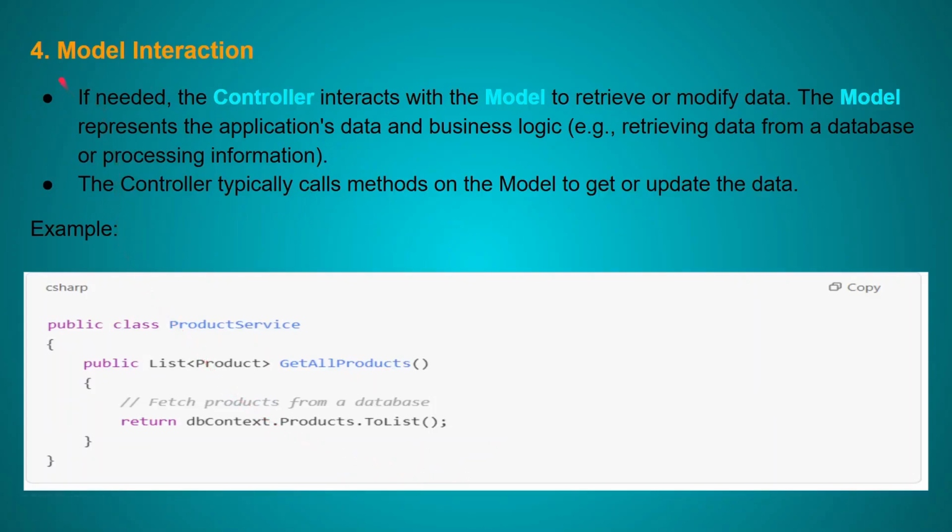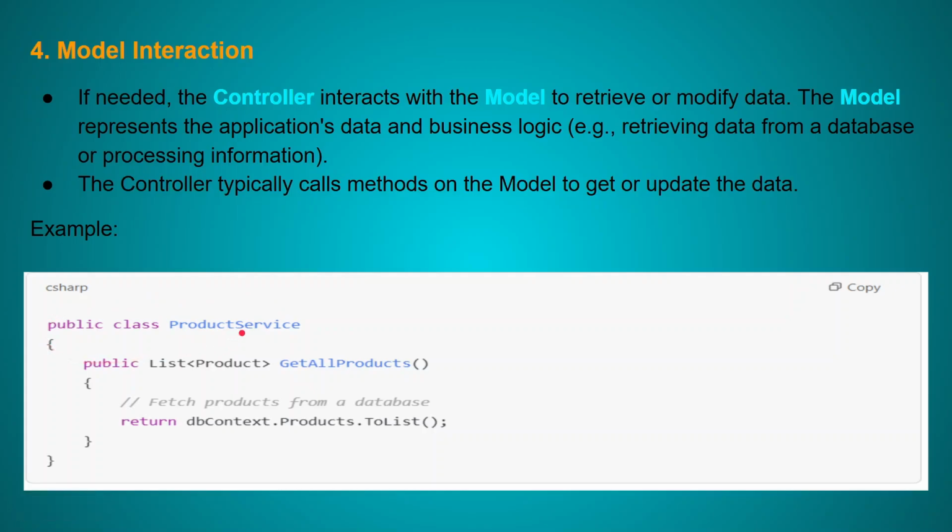And the fourth point is model interaction. If needed, the controller interacts with the model to retrieve or modify the data. The model represents the application's data and business logic. Example, retrieving data from a database, processing information. The controller typically calls the methods on the model to get or update the data. See, here we have an example.